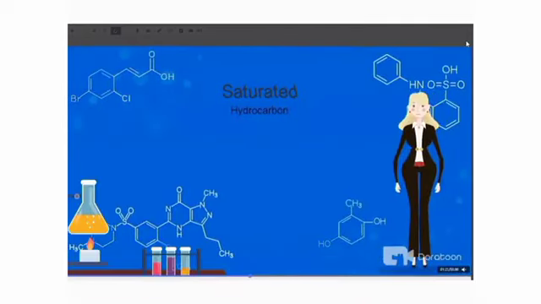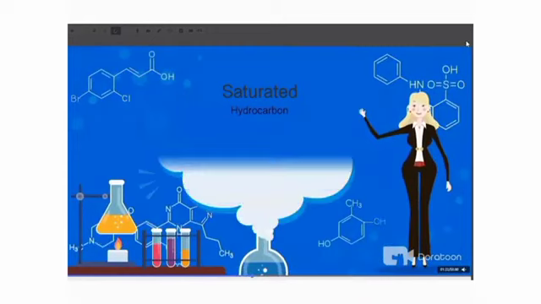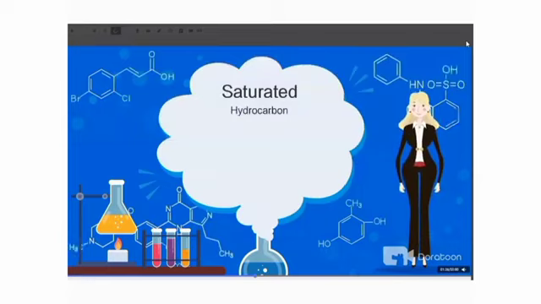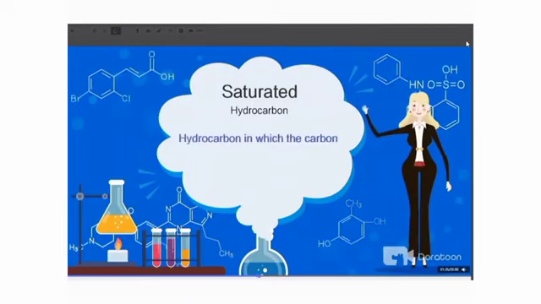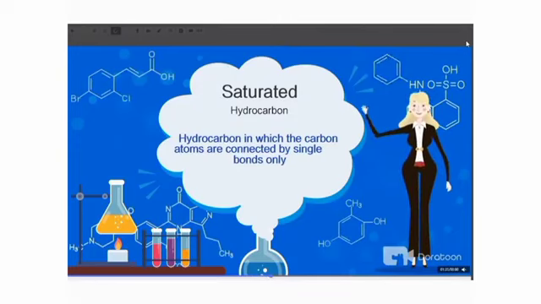What is saturated hydrocarbon? Yeah, that's the correct answer. Saturated hydrocarbon means hydrocarbon in which the carbon atoms are connected by single bonds only. Great job, guys. Thank you.